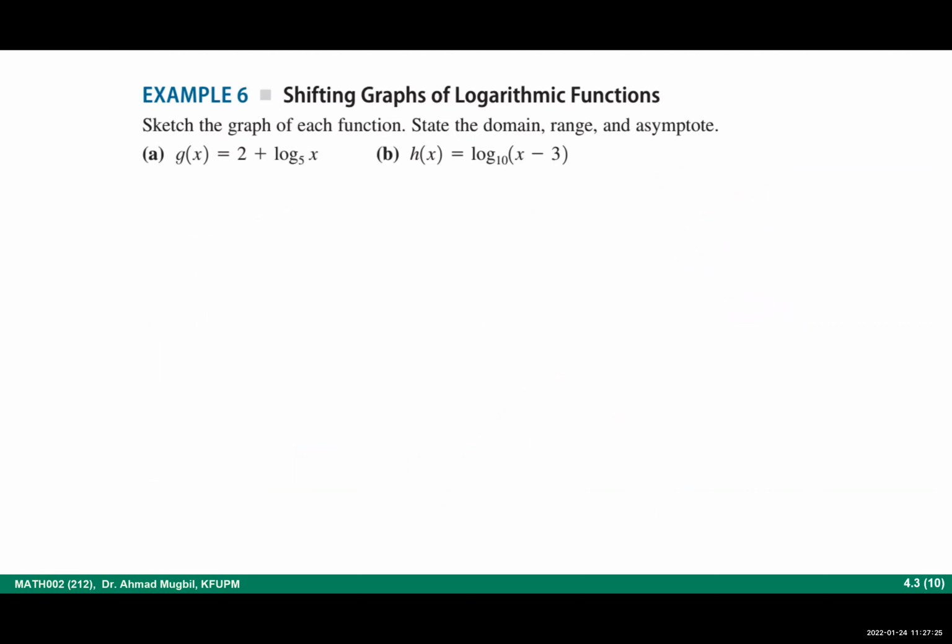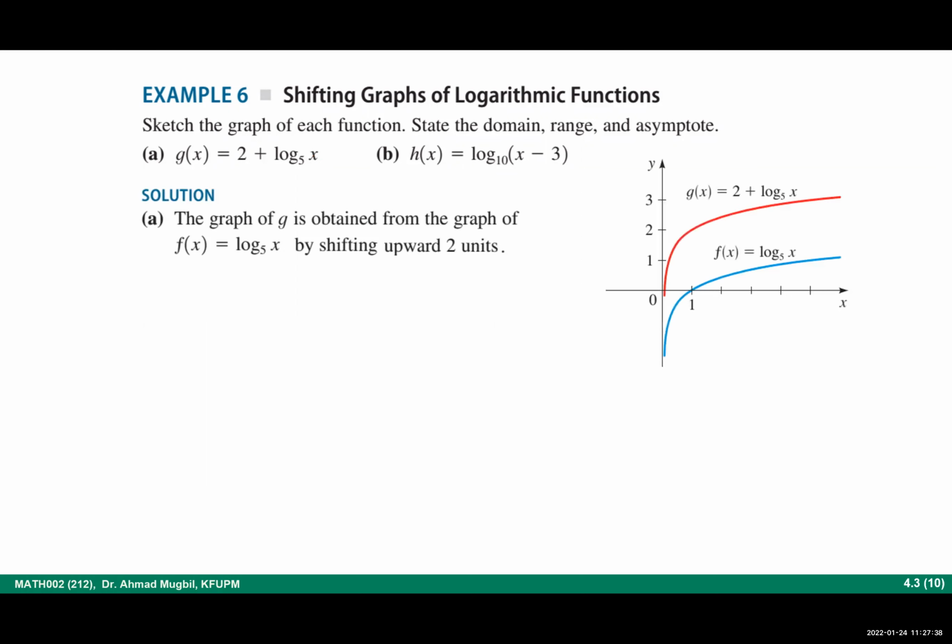Let's do some vertical and horizontal shifting. How to sketch the graph of 2 plus log 5 of x? You will start with log 5 of x, then shift it up 2 units. And this will go like this forever. Now this is log 5 of x, and this is log 5 of x plus 2. Now the domain is still greater than 0 because the argument doesn't change here. The range is still the same. The vertical asymptote is still the same.